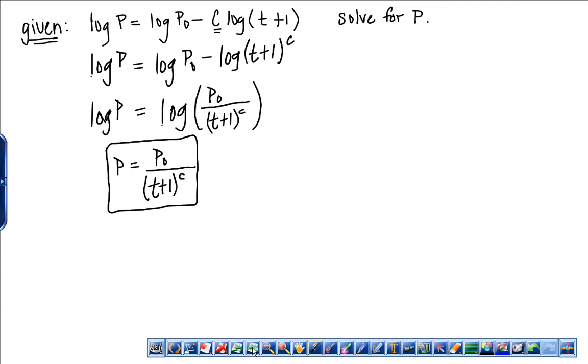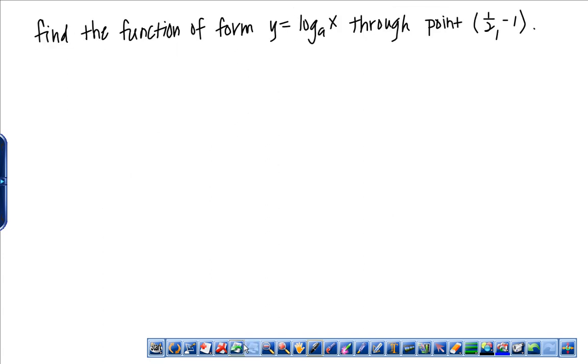Okay. And the last thing I have, I've already seen some of you solve for this, but for those of you who haven't yet, I will help you out. It says find a function of the form y equals log base a of x going through the point 1/2 and -1. So remember, this is a point x, y, and if we wanted to go through this point, I would just simply plug these into this equation. So your y value is -1. I've got a log base a, and your x value is 1/2.